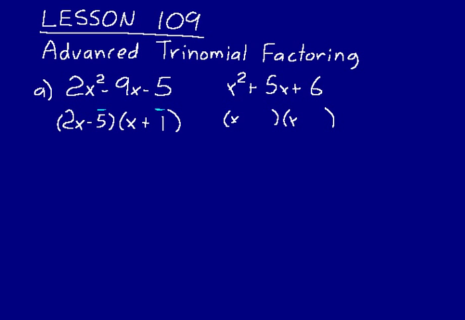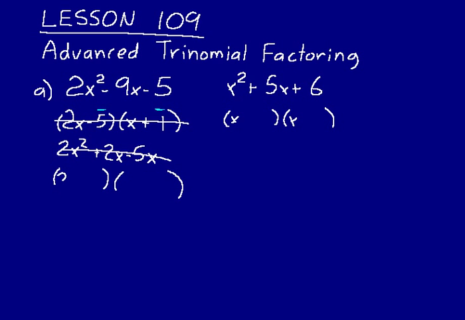The way you can check it is just to expand it back out. Multiply 2x by x, that would be 2x squared. Multiply 2x by 1, that would be a 2x. Now multiply the -5 times x and you get -5x. And we can stop there because we know it's not going to work. 2x and a -5x, that equals a -3x. So that's not correct. So let's scratch that and try something else.